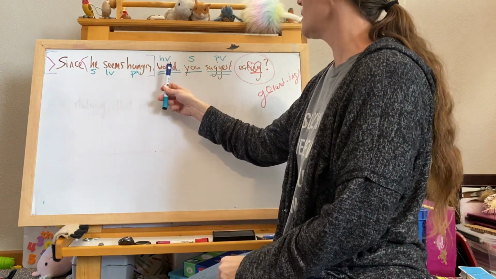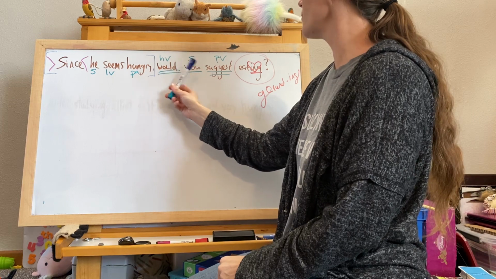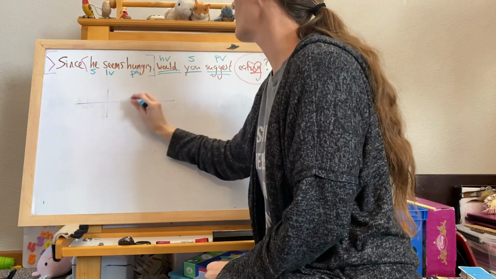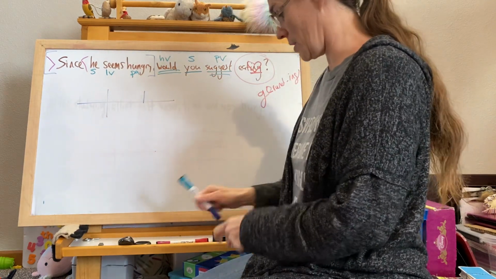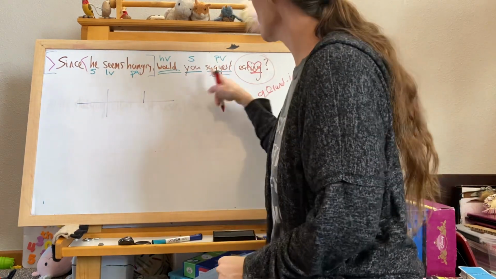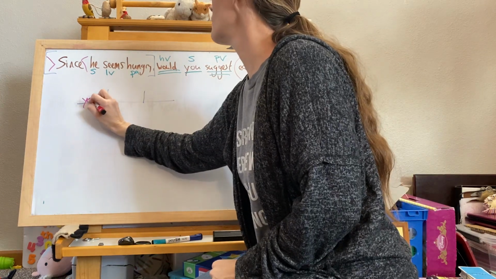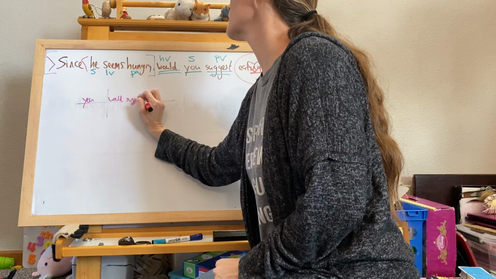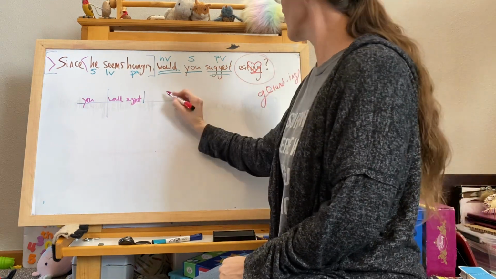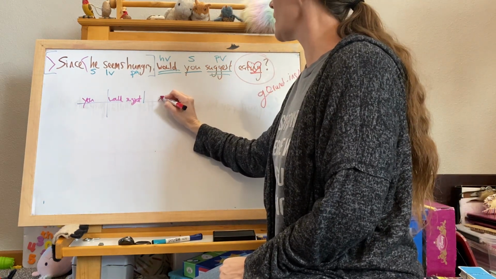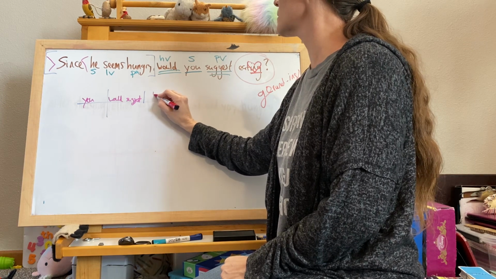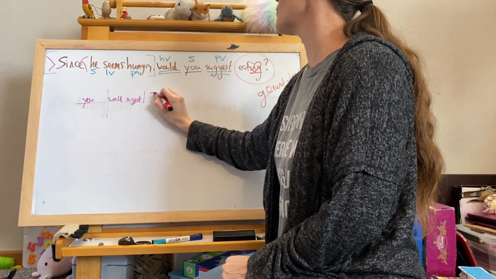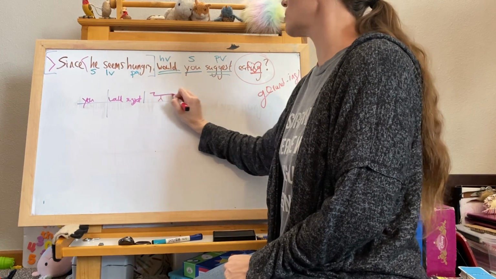We have an SVTDO pattern. You would suggest what? Eating. We're going to put that up on our pedestal. I always draw a line down. I need to go over, horizontal, vertical, horizontal.